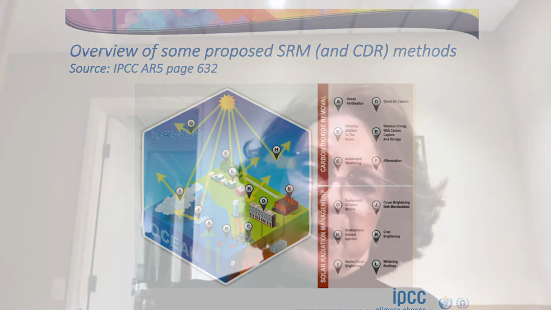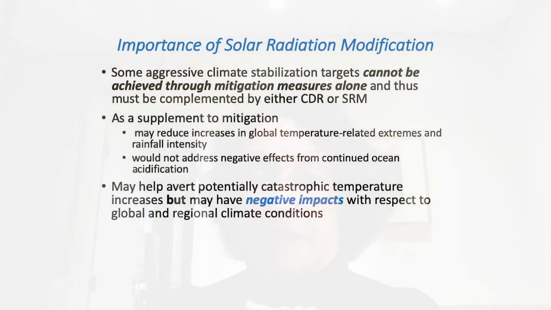Finally, why SRM is important? The scientific knowledge so far recognizes that mitigation measures alone are not sufficient to achieve aggressive climate stabilization targets, such as that of 1.5 degrees Celsius. Hence, SRM and other methods, such as carbon dioxide removal, must complement the mitigation efforts.